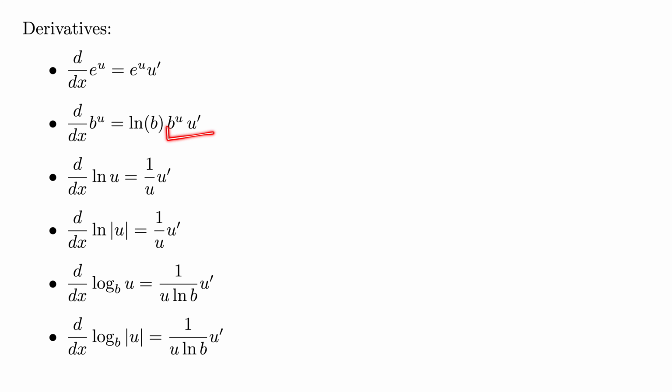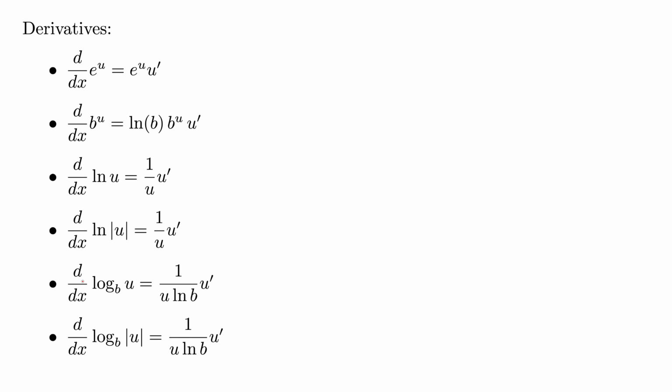The derivative of b to the u for any base is similar to that. It's b to the u times u prime, same thing, except we tack on a natural log b to the front. All right, d by dx of natural log of u is 1 over u, and then don't forget the u prime. Chain rule there. Same thing for natural log absolute value of u. We again get 1 over u times u prime.